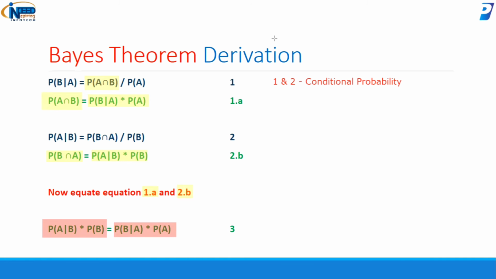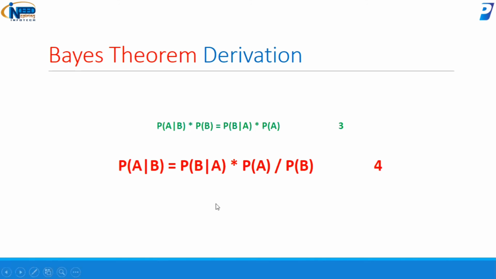And now it is very clear, you must have understood what will happen. We just need to take this probability of B from the left hand side to the right hand side. So in this slide, you can see that from equation 3, we have just taken probability of B towards the right hand side, and we have got the Bayes theorem. This theorem is known as Bayes theorem. All right, so I believe this is clear.